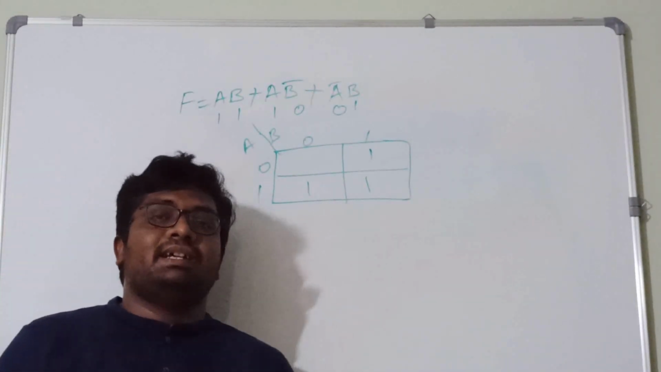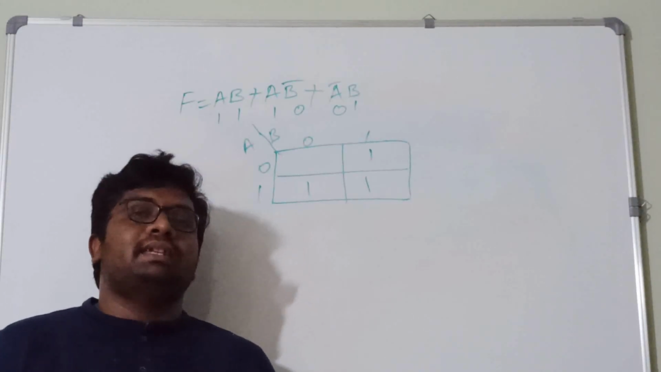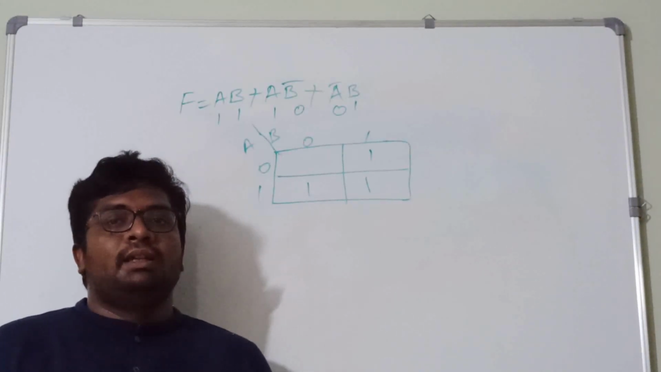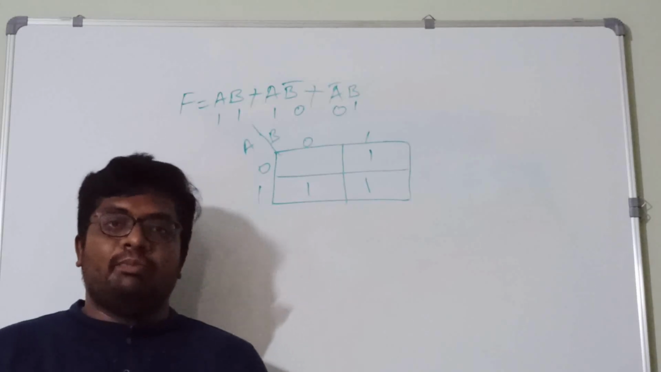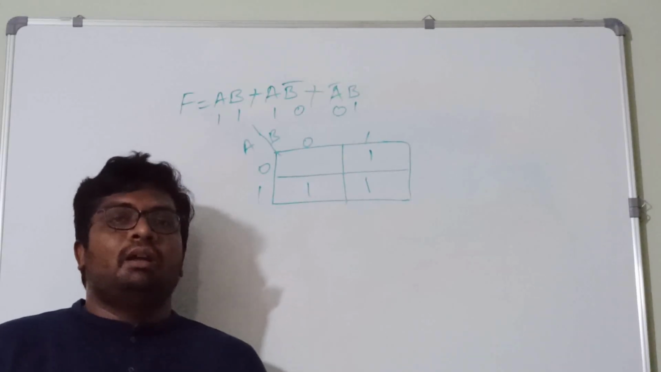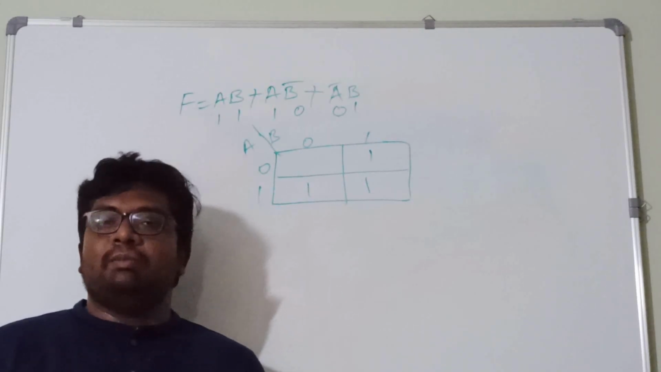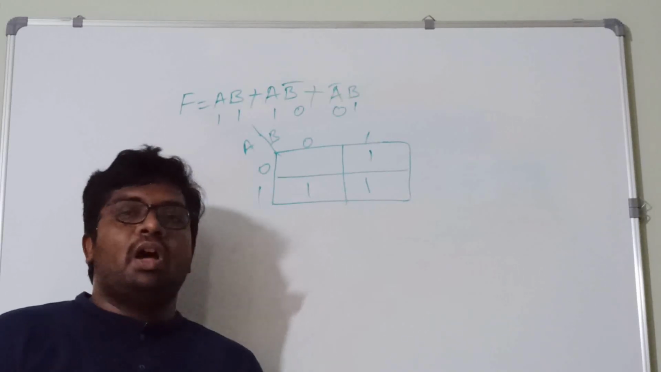So as we have discussed, if there are any single minterms, we will be grouping the single minterms. The next one is we need to pair the minterms. Next one is we need to perform the quad operation. Next one is octet, right?